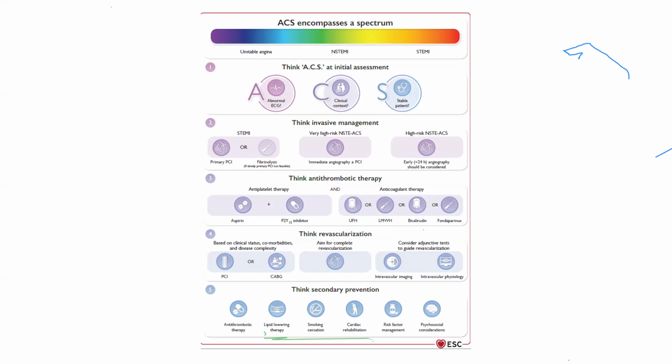is clopidogrel. In addition to anticoagulation during the period of the ACS, or acute coronary syndrome, the options are unfractionated heparin, low molecular weight heparin, bivalirudin, and fondaparinux. And there are indications to use preference for some of these, which we'll get to know in the subsequent presentations. And so, essentially, this is what ACS is about.